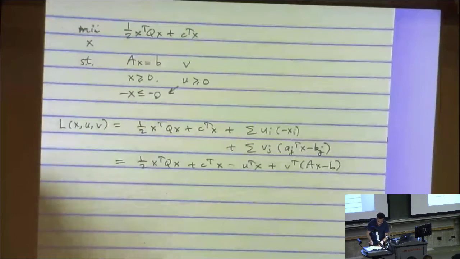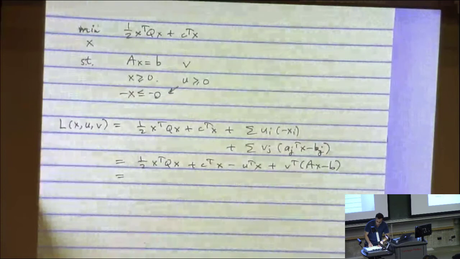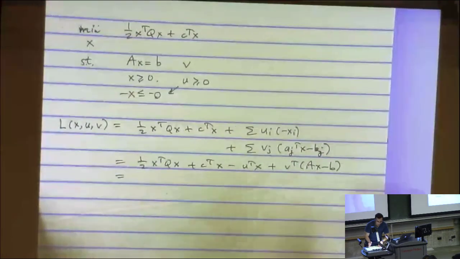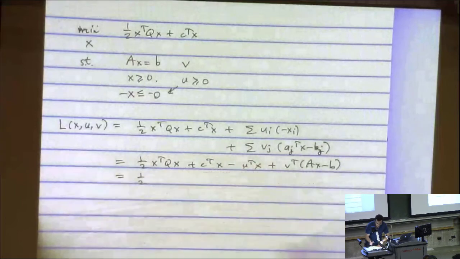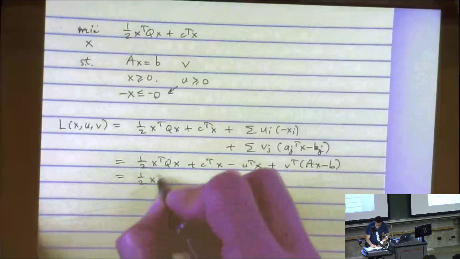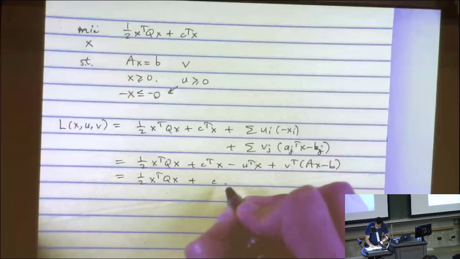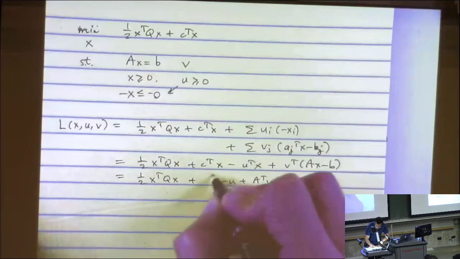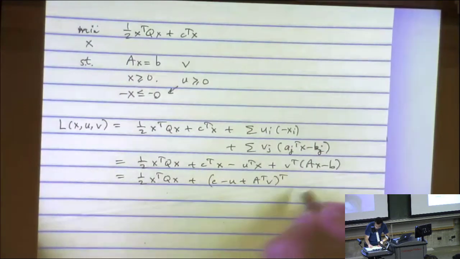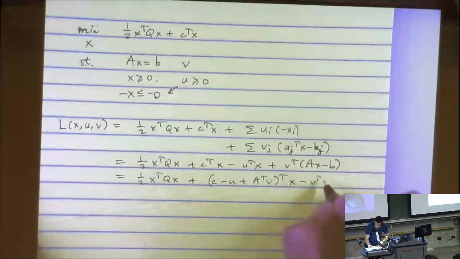Okay, and we're going to want to minimize this over x, so it's going to help to rearrange so that we get all terms that multiply x as one common term. So I'm just going to take all those terms. So I have (c minus u plus A transpose v) transpose x, and the only thing left over is minus v transpose b.